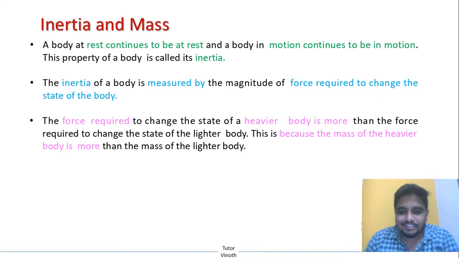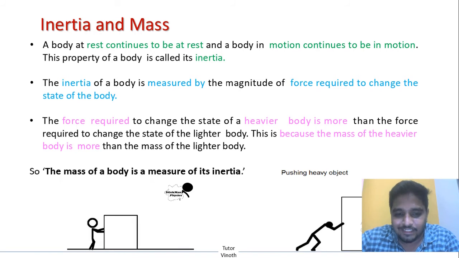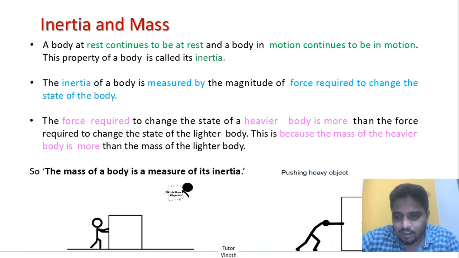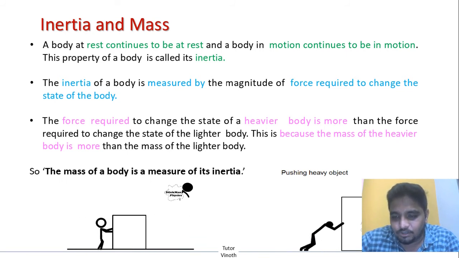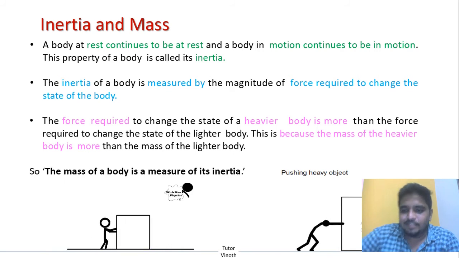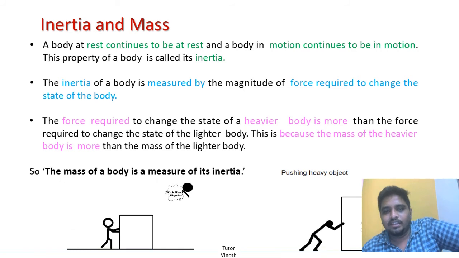If we see this example, we will understand very clearly. See here, one man, that object's mass is very small, so he can move it very fast. But on the right-hand side, the object is very heavy, and the mass is also heavy. So you have to put more force than the thin man. This is one of the examples of the force required to change the state of the heavier body being more than the force required to change the state of the lighter body.